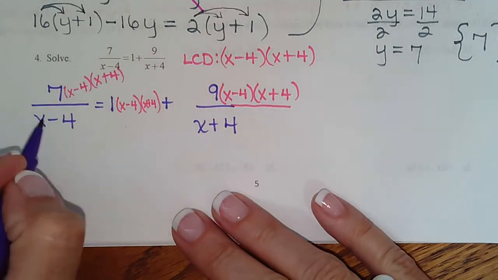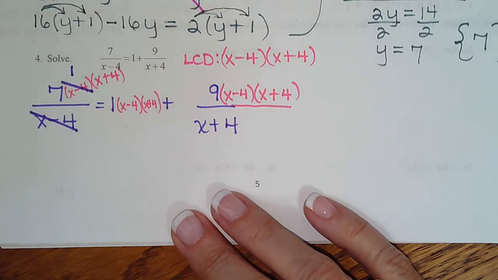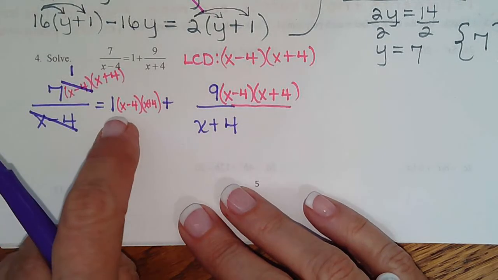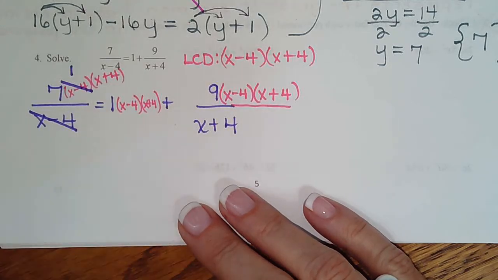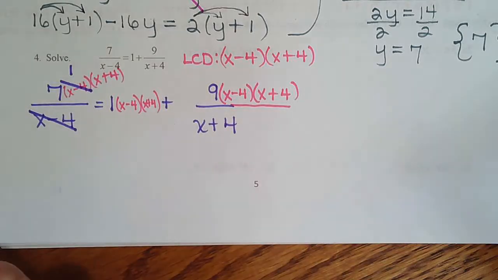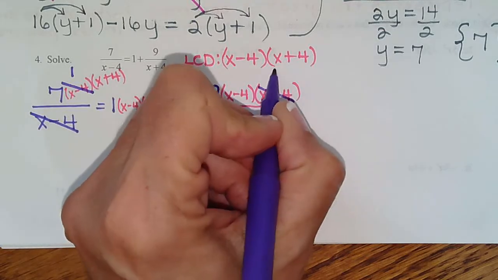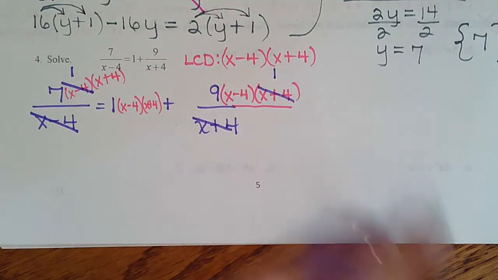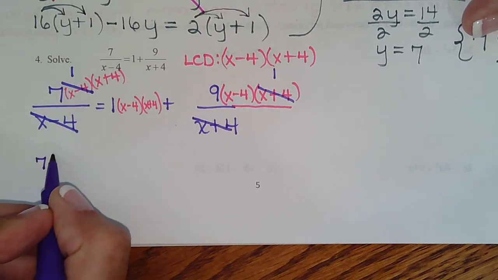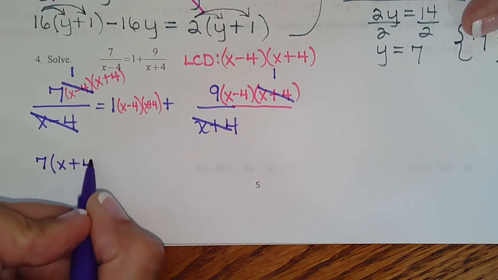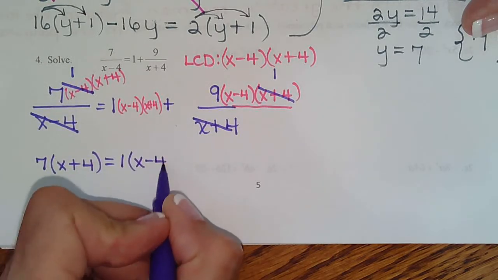So next we cancel. We always cancel before we start multiplying because remember we need to get rid of the fractions. And then this is just going to be 1 times those. So I think you know that the 1 can be just gone. It's just a FOIL problem. We can ignore the 1. And then here, the x plus 4 divided by x plus 4 is 1, so we're just left with that. So it's looking like 7 times x plus 4 equals 1 times x minus 4, x plus 4.